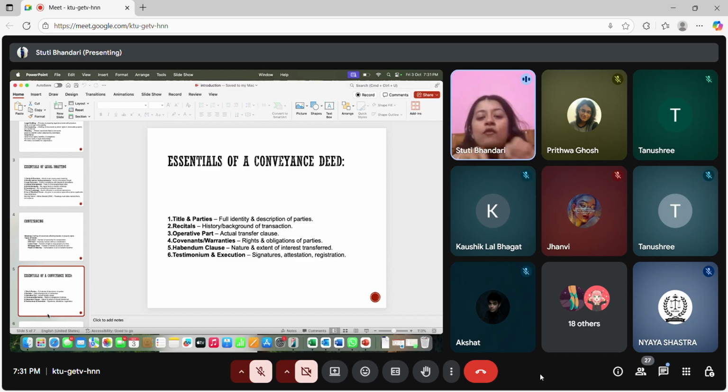Then you have covenants or warranties, which talk about the rights and obligations of the parties. For example, if there is a rent agreement, what do you think can be the rights and obligations of the person who is executing as the tenant? See, as a tenant my right would be that I should have an undisturbed possession, that the landowner should not interfere with my possession, and my obligation to the owner would be that I will maintain the dignity of the building, the infrastructure.